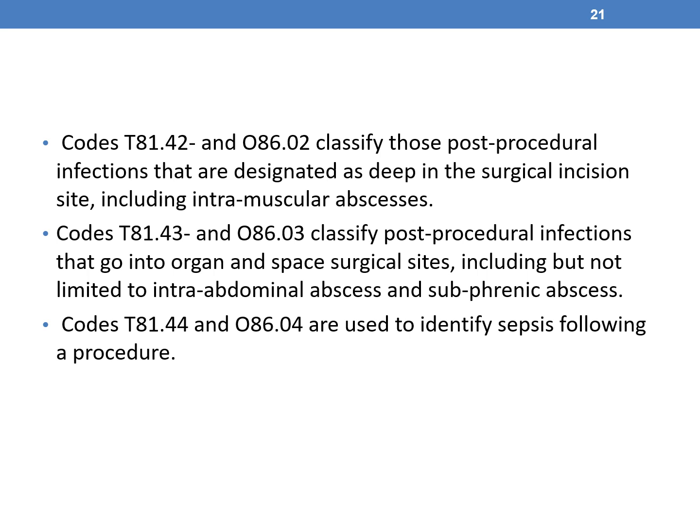Now let us discuss the subcategories of T81 series codes. The codes T81.42 and the OB code O86.02 classify those post-procedural infections that are designated as deep in the surgical incision site, including the intramuscular abscess. And the next codes are T81.43 and O86.03. They classify post-procedural infections that go into organ and space surgical sites, including but not limited to intra-abdominal abscess and subphrenic abscess. These are examples. So first these codes should be given, followed by codes T81.44 or O86.04, which are usually used to identify sepsis following a procedure.